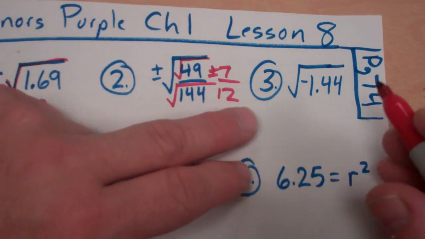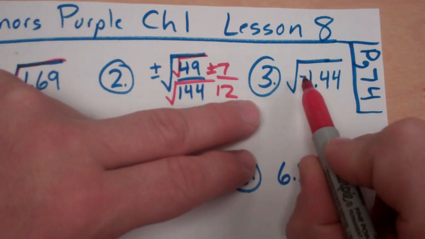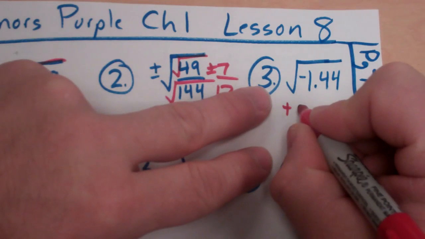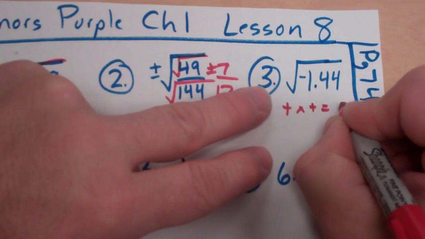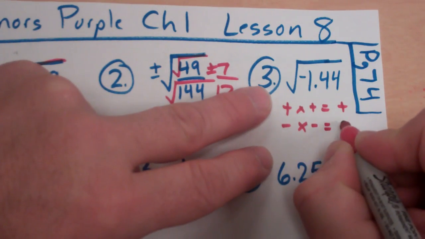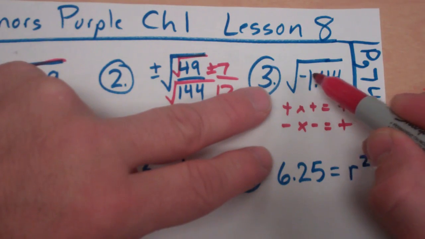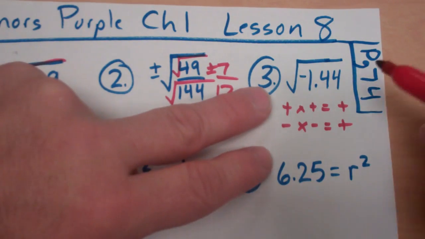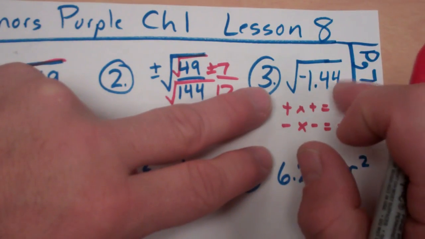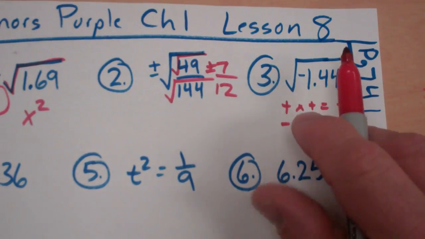Number 3, the square root of negative 1.44. Now we have an issue, because is there something that you can take times itself and get a negative? The problem is a positive times a positive is still a positive, and a negative times a negative is also a positive. You see a problem? There's no way to do this. So, to be honest, our answer right now is no real solution. Eventually you get into imaginary numbers, but there's no real solution to this one, because we can't have a square root of a negative number.